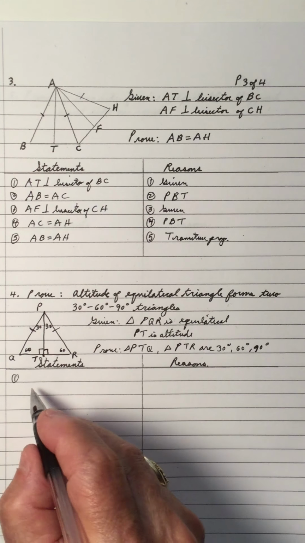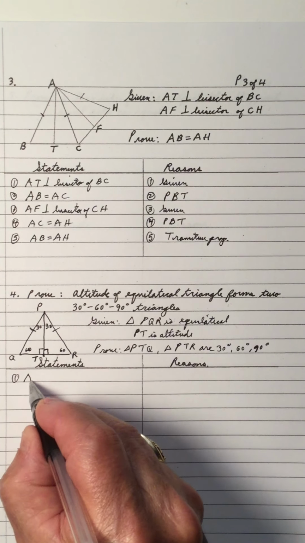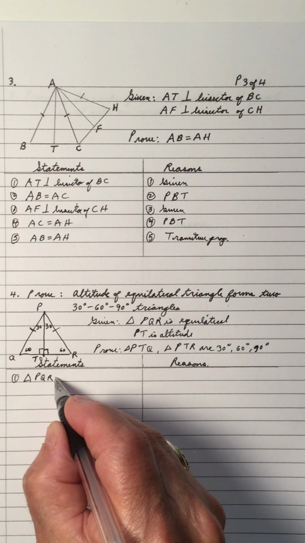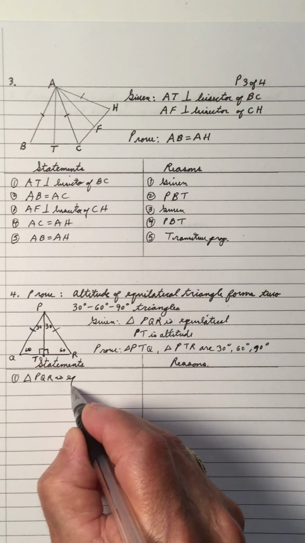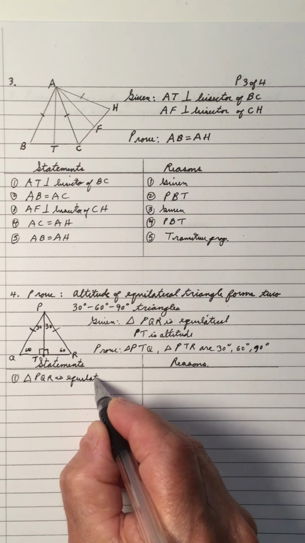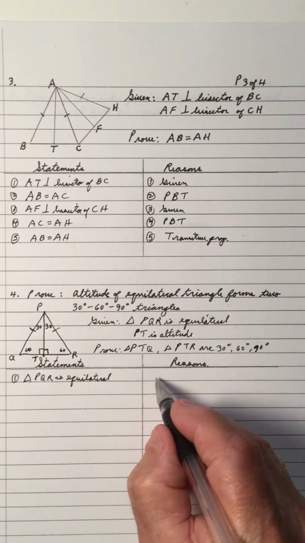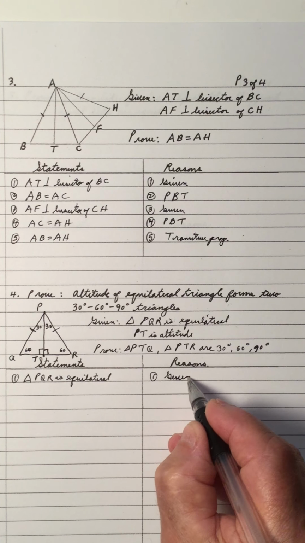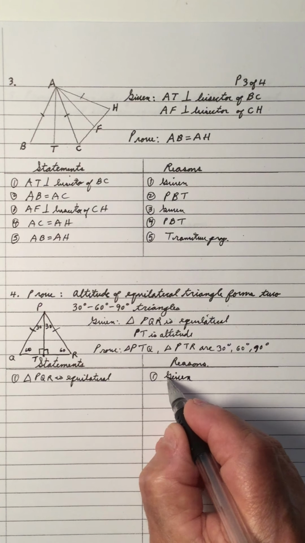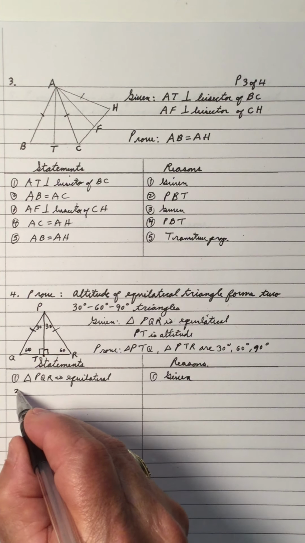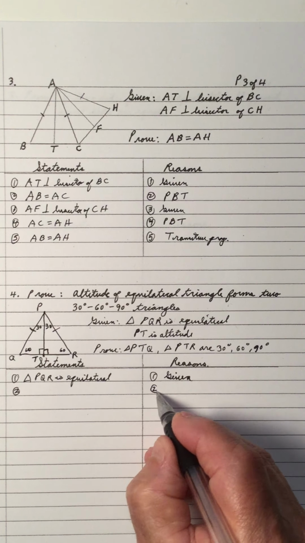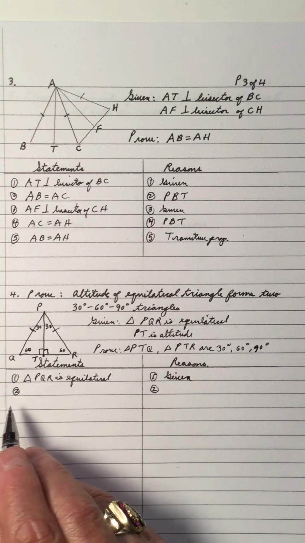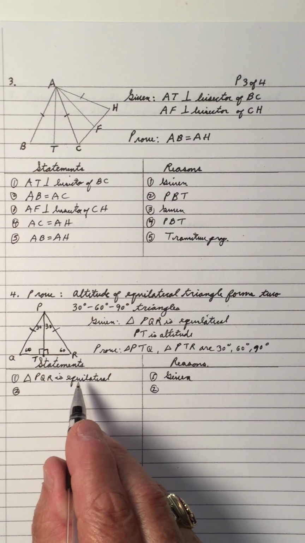So let's put the proof together. We have triangle PQR is equilateral. Okay, that's a given. All the times I write out givens, I'm still sometimes thinking about how to spell it, whether you believe that or not. So that means I've got an equilateral triangle.